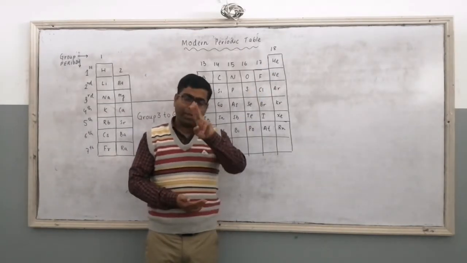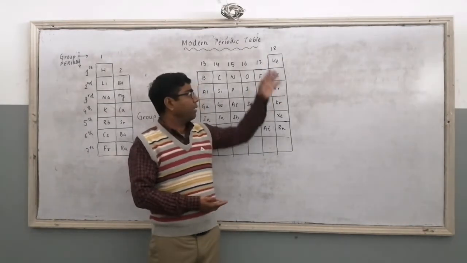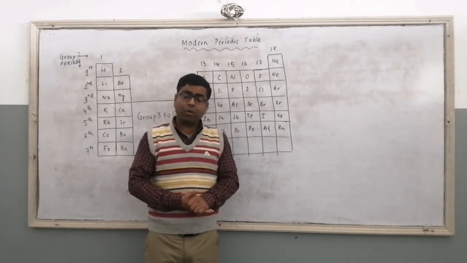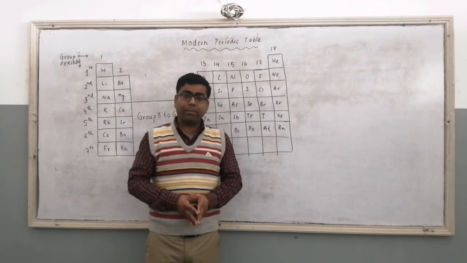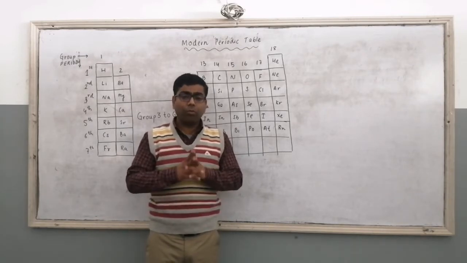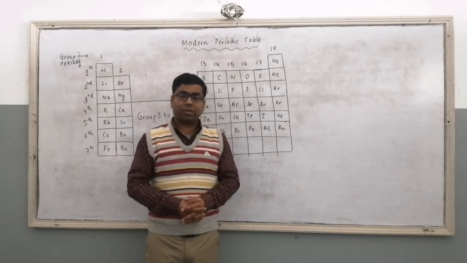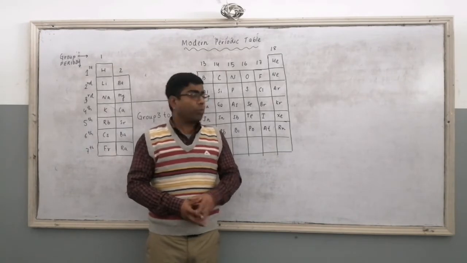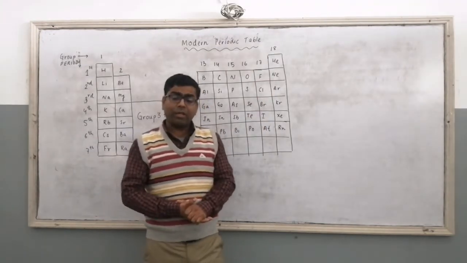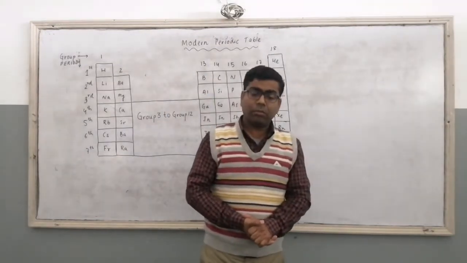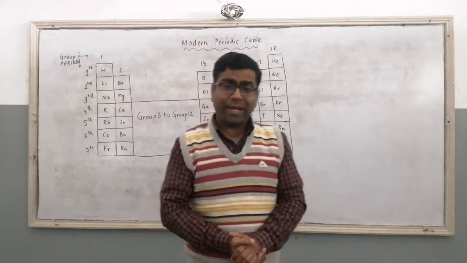Helium has 2 electrons, because here the outermost shell, or valence shell, is 1. And we know very well from the Bohr scheme that the first energy level can accommodate a maximum of 2 electrons. Group number 18 is also called noble gases or inert gases because they are non-reactive gases.